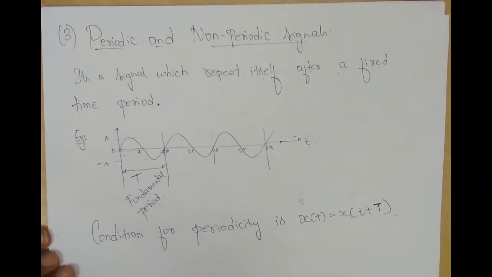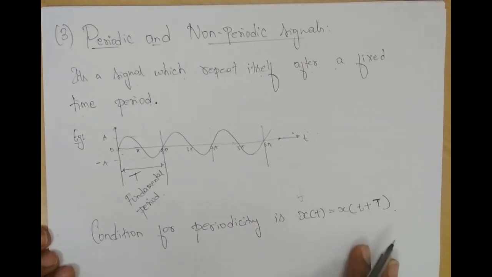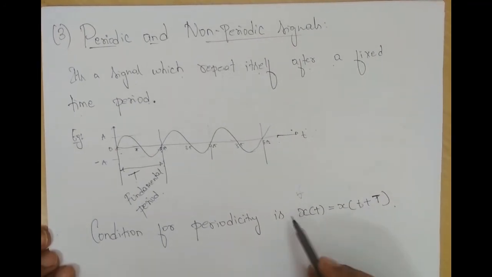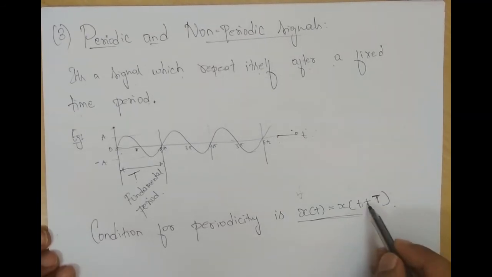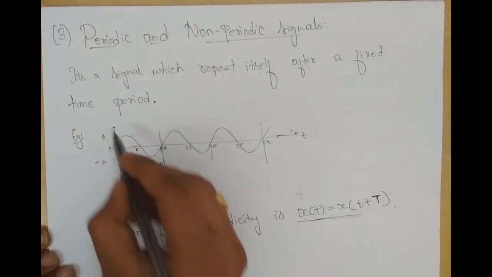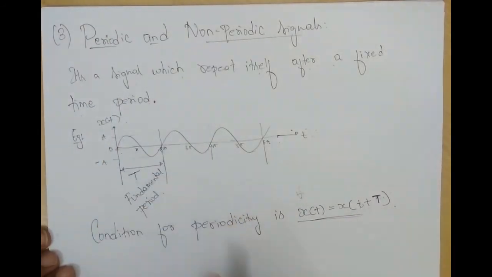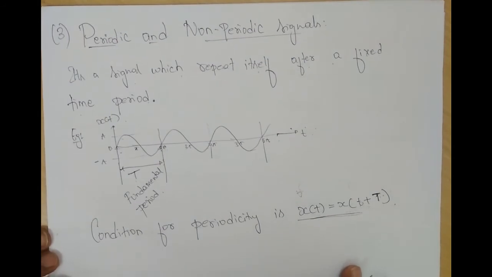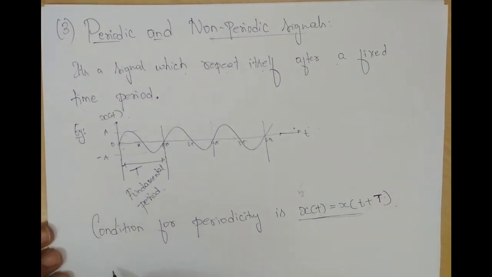Shifting we are going to deal with in detail in a later section. Just note down this condition: x of t is equal to x of t plus T, where capital T is the fundamental period and x of t is the signal given. Fine. And this condition holds good for discrete time signals also.